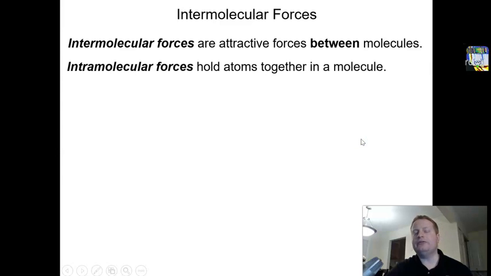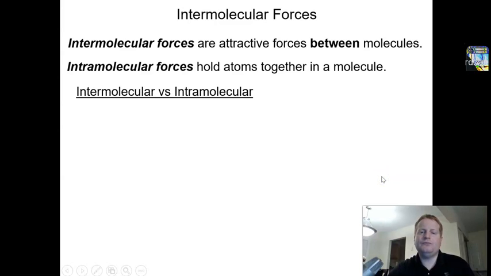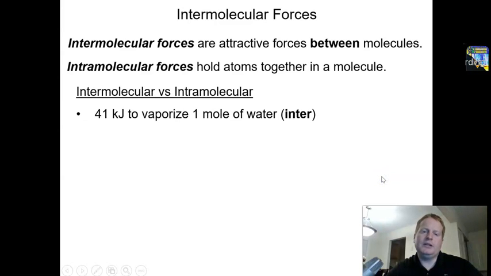Now that's very different from intramolecular forces. Intramolecular forces are the bonds. We spent the whole last unit really focused on those intramolecular forces, but we're going to be doing both in this unit. So the difference here, another way you can look at it, right? An international flight will fly from one nation to another nation. So kind of thinking of it that way.